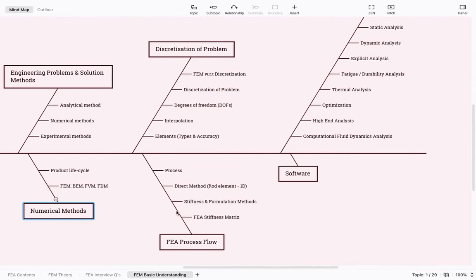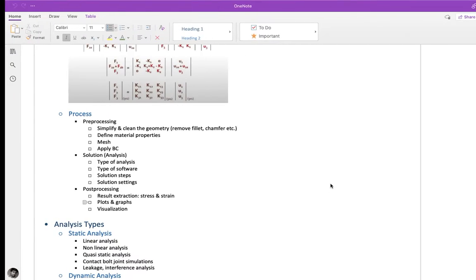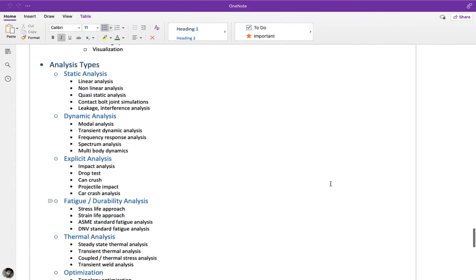Okay, then the next part is about the analysis types. So how many types of analysis are there? For any given problem, it depends upon the situation, what kind of environment the problem is happening in. So for that kind of environment, different types of analysis are there. The types are static, dynamic, explicit, fatigue or durability, thermal, optimization, higher analysis, and CFD. In each type of analysis, there are subdivisions.